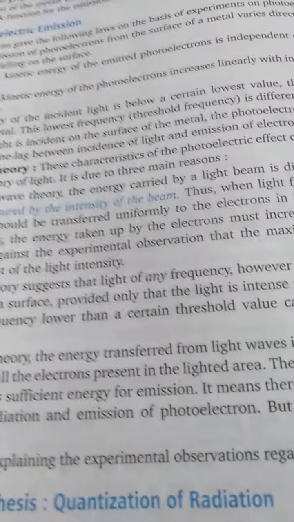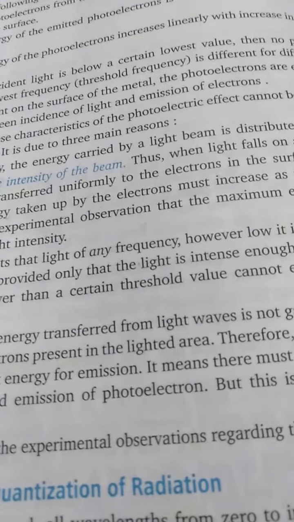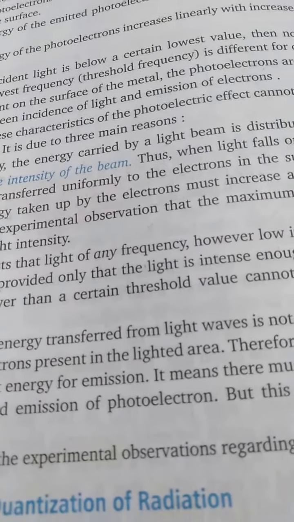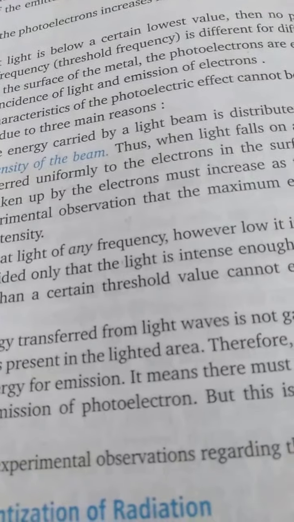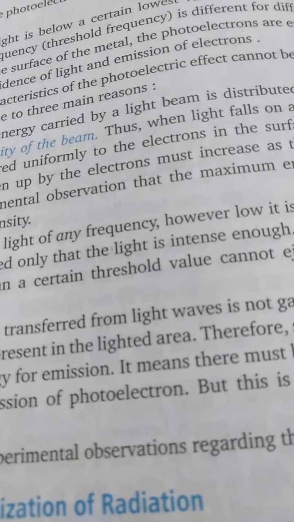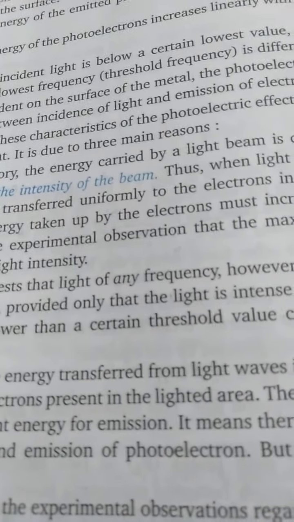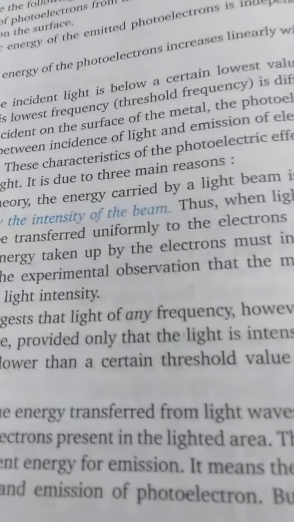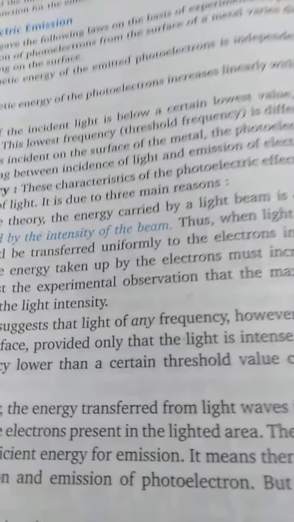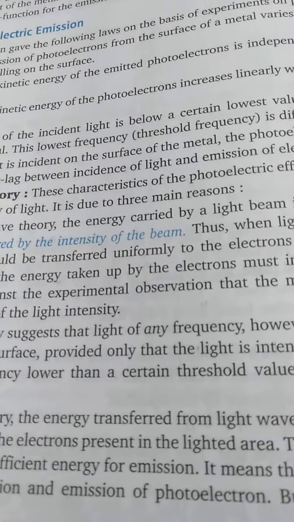Okay, failures of wave theory. According to the wave theory, energy carried by a beam of light is distributed uniformly. Thus, when light falls on a metal surface, the energy of the wave should be transferred uniformly to all the electrons, and so all the electrons should emit out at once. But this does not happen. So what happens? The electrons come out slowly, one by one.